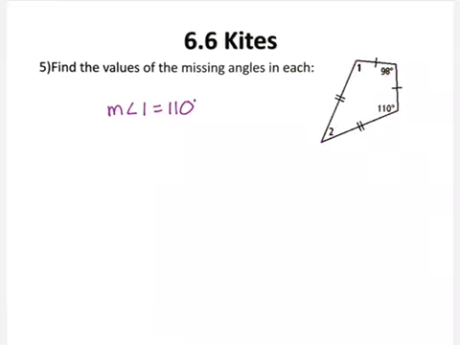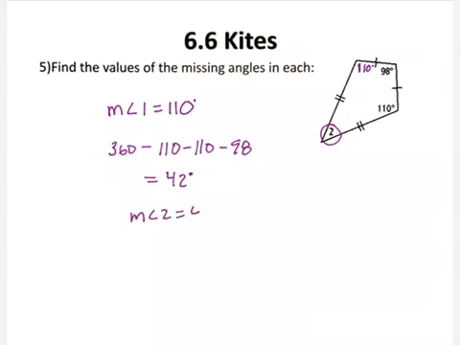Once we know what angle 1 is equal to, we can now start looking at the shape as a whole. We know that a quadrilateral has an angle sum of 360. So we're going to take 360 minus all of the other angles to figure out what we're left with to be angle 2. So 360 minus 110 minus 110 minus 98 is going to give us a total of 42 degrees. So that means the measure of angle 2 is just 42 degrees.